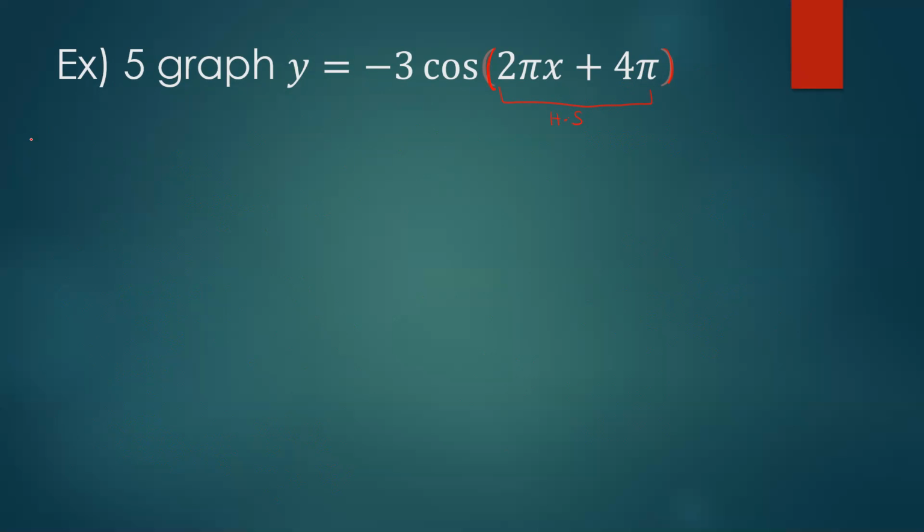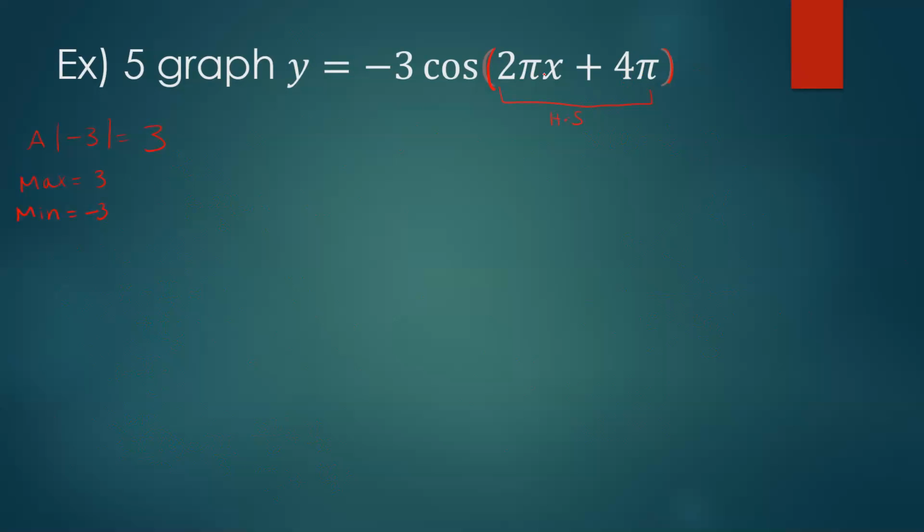So amplitude is going to be absolute value of -3, which is 3. And so what that means is our max is going to be at 3, and then our min is going to be -3. Now let's find our phase shift.